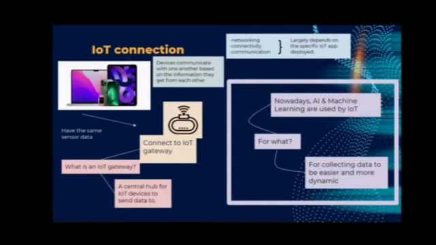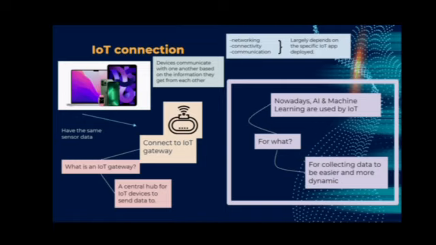How does IoT connect with each other? IoT devices communicate with one another based on the information that they get from each other. These devices will network, connect, and communicate with one another, and it largely depends on the specific IoT app deployed. IoT devices have the same sensor data, and it will connect to the IoT gateway. What is an IoT gateway? An IoT gateway is a central hub for IoT devices to send data to.